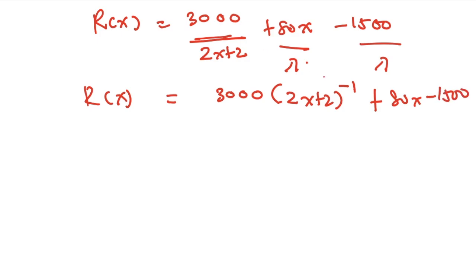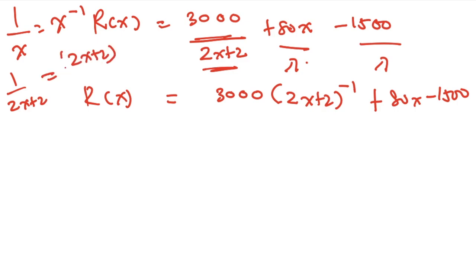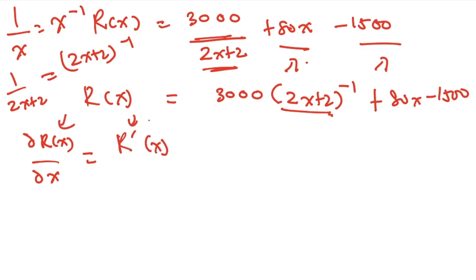Do you get me? So this bit, let's say you have this 1 over x. It's also equivalent to x to the power of minus 1, isn't it? So same goes to this. If you have 1 over 2x plus 2, it is equivalent to (2x plus 2) to the power of minus 1, isn't it? So that's what I'm doing here. Okay, then we can differentiate it. Differentiate R(x) with respect to x. Also, you can write it this way, R prime x. Either one of these is okay.